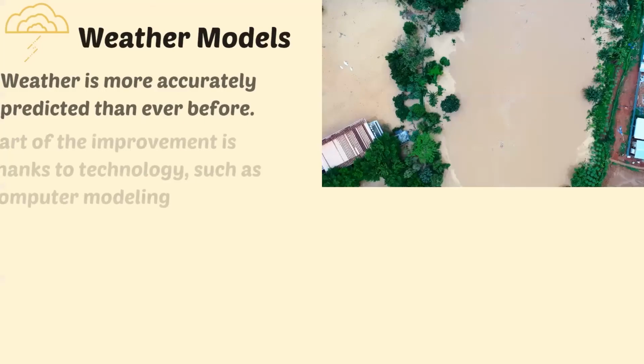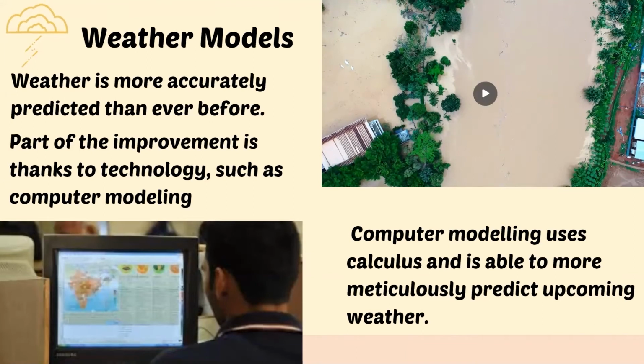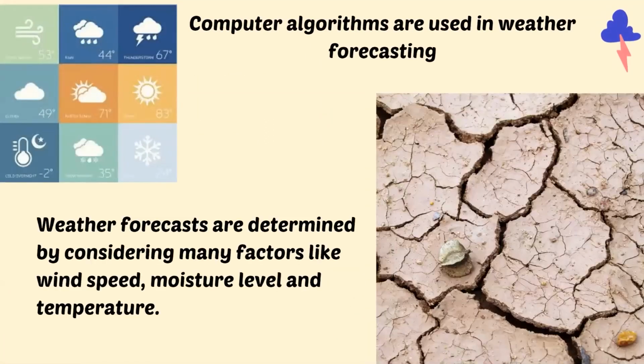So the next one is with the weather models. So nowadays, the weather prediction is much better than in the earlier stages. It's because of the advancements in technology, especially the concept called computer modeling. Computer modeling relies fully on calculus. So computer modeling is using the concept of calculus and it is able to predict the weather. So it is being used in weather forecasting.